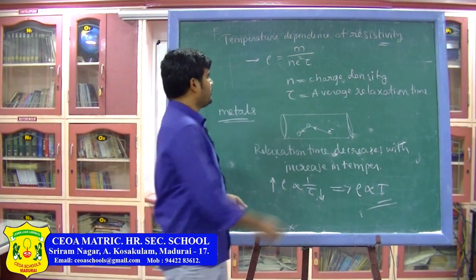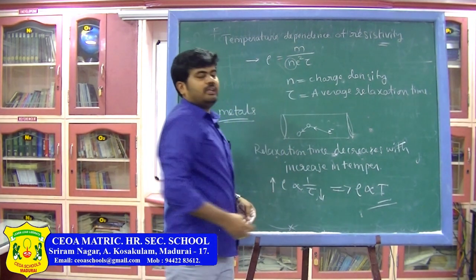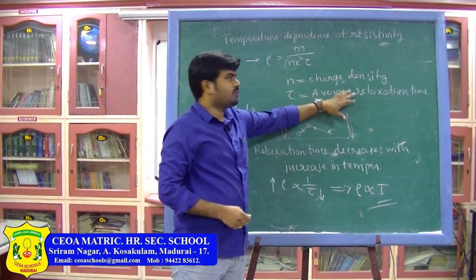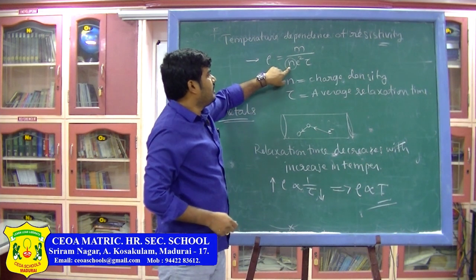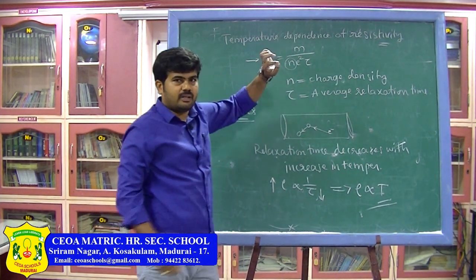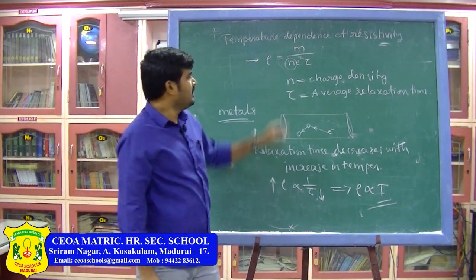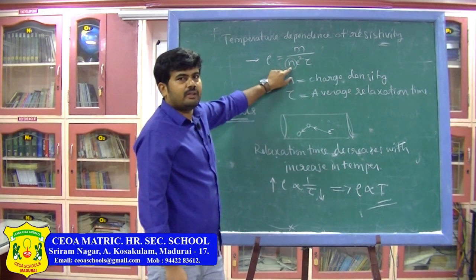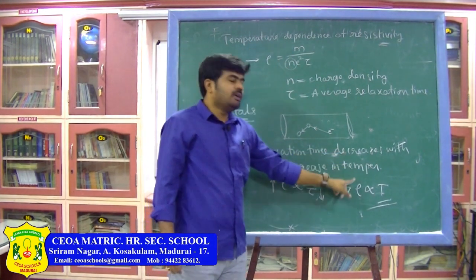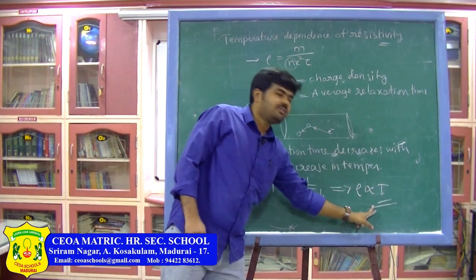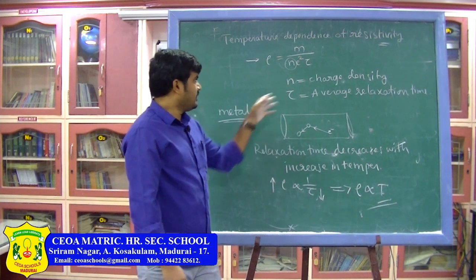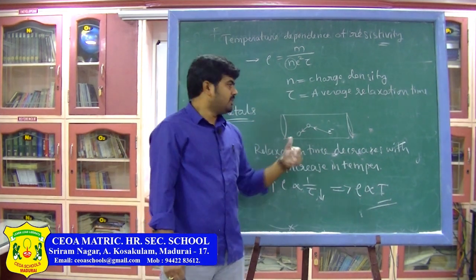And you may ask a question, what about this n? In metals the charge density almost remains the same at a given temperature. So this n value will not change much in case of metals with increase in temperature. That is why we need not talk about this n value in case of metals. So you can say resistivity is inversely proportional to relaxation time in case of metals. As relaxation time is decreasing, resistivity will increase. That is the variation of resistivity with temperature for metals.